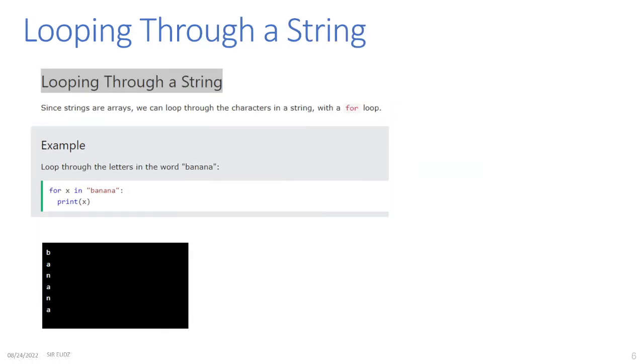Looping through a string. Since strings are arrays, we can loop through the characters in a string with a for loop. So example, loop through the letters in the word banana. So for x in "banana": print(x). So this will print each letter one by one. On the first loop, b will be the value of x. On the second iteration of the loop, a will be the value of x, etc. That's why it will print this word banana. So b-a-n-a. Okay.